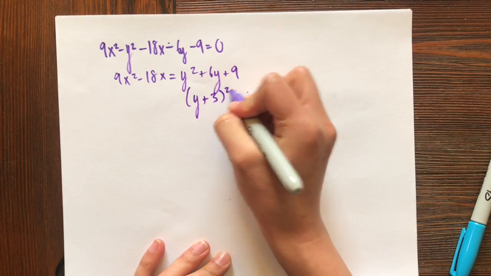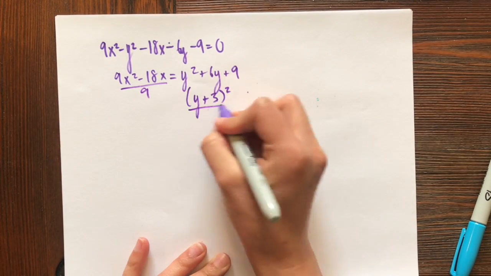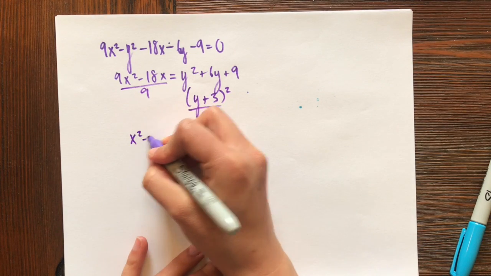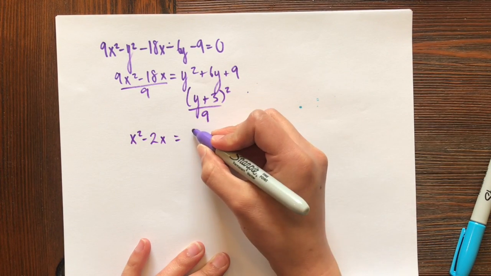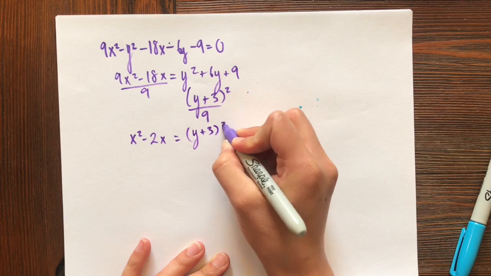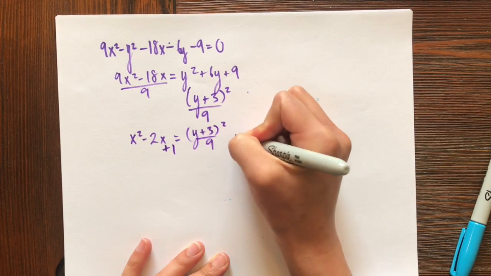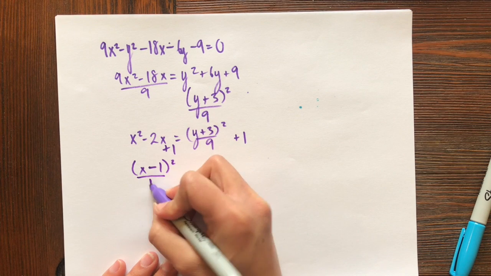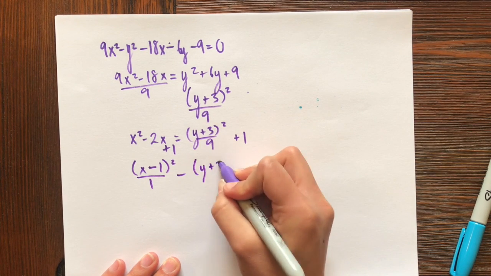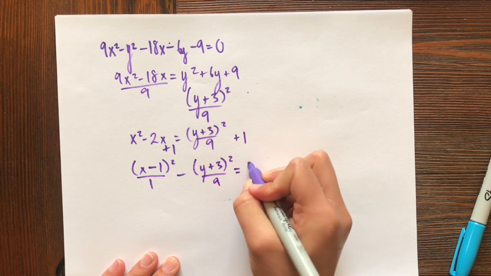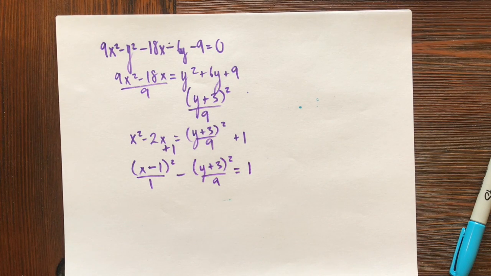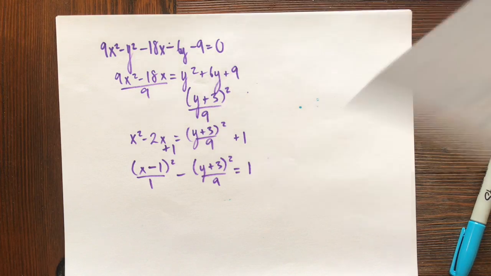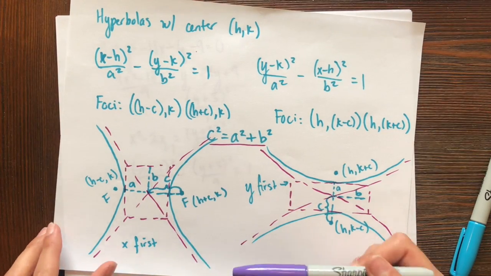So then I'm going to divide everything by 9 so I can get x squared minus 2x by itself. So I get x squared minus 2x is equal to y plus 3 squared over 9. I'm going to add 1 to both sides to complete the square, and then I get x minus 1 squared over 1 minus y plus 3 squared over 9 is equal to 1. This is the standard form for the hyperbola, and I have x first. So I'm going to look at my standard form, and it's going to be this form where I have this sort of sideways looking hyperbola.